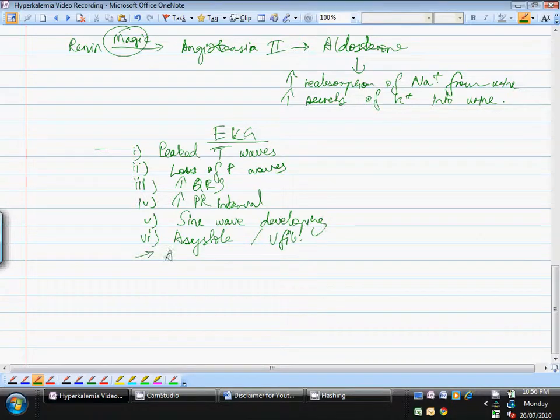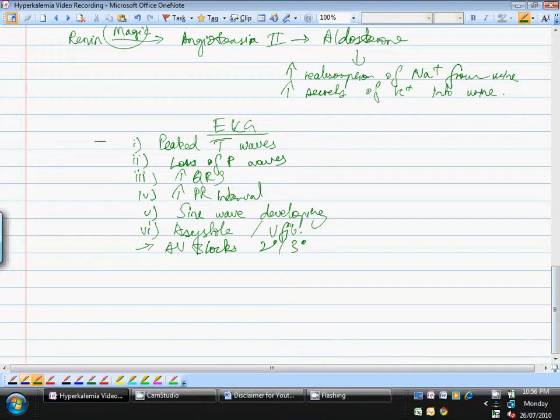Also, there are different kinds of AV blocks that may result from hyperkalemia, such as second degree or third degree AV blocks. Now to the exciting part of this talk, the treatment.